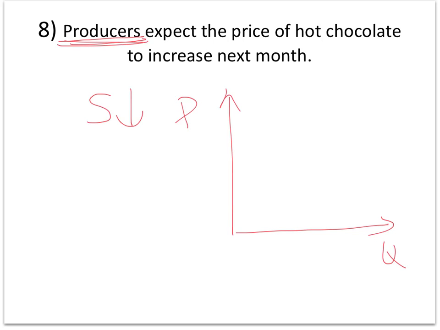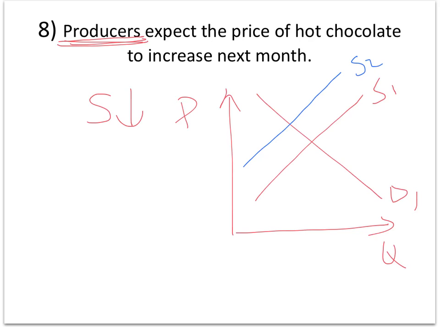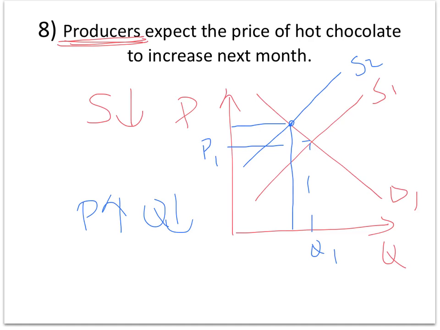Quantity, price, demand, supply, and now you are going to supply less hot chocolate today. Since you supply less hot chocolate, the price of hot chocolate will be higher than before and quantity will be less, comparing P1 and Q1 to P2 and Q2.